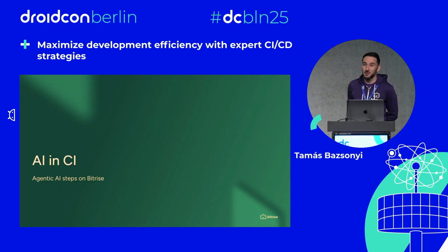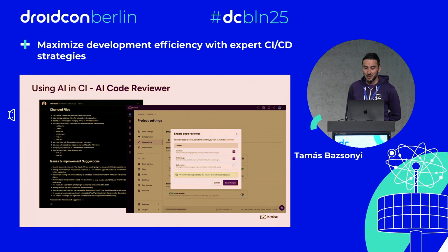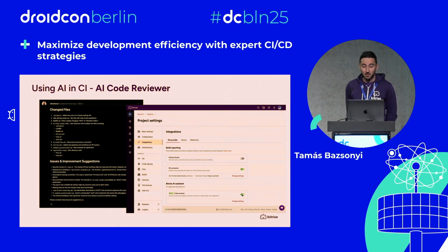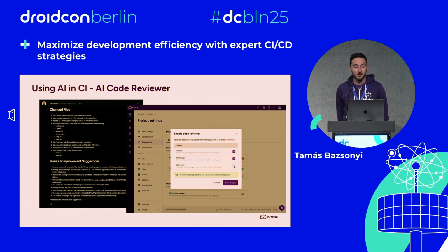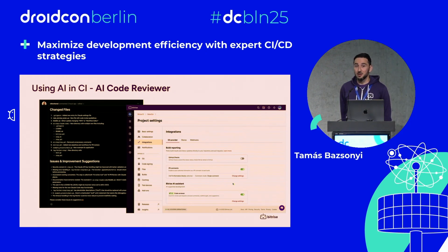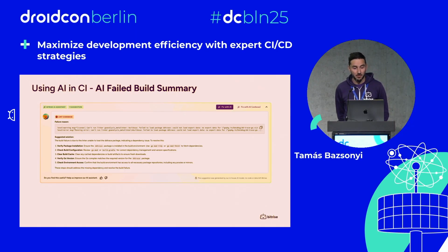So I just wanted to also mention a couple of other use cases for AI in your CI setup. One is basically an AI code reviewer that we also have in our offering as well, where you would be able to use AI to generate a quick summary of your pull request and basically pass that back to Git as a comment. Or we are also working on failed build summary and analysis, which basically gives you an outline on what the specific issue is in the build logs and tries to suggest different solutions for that specific issue.